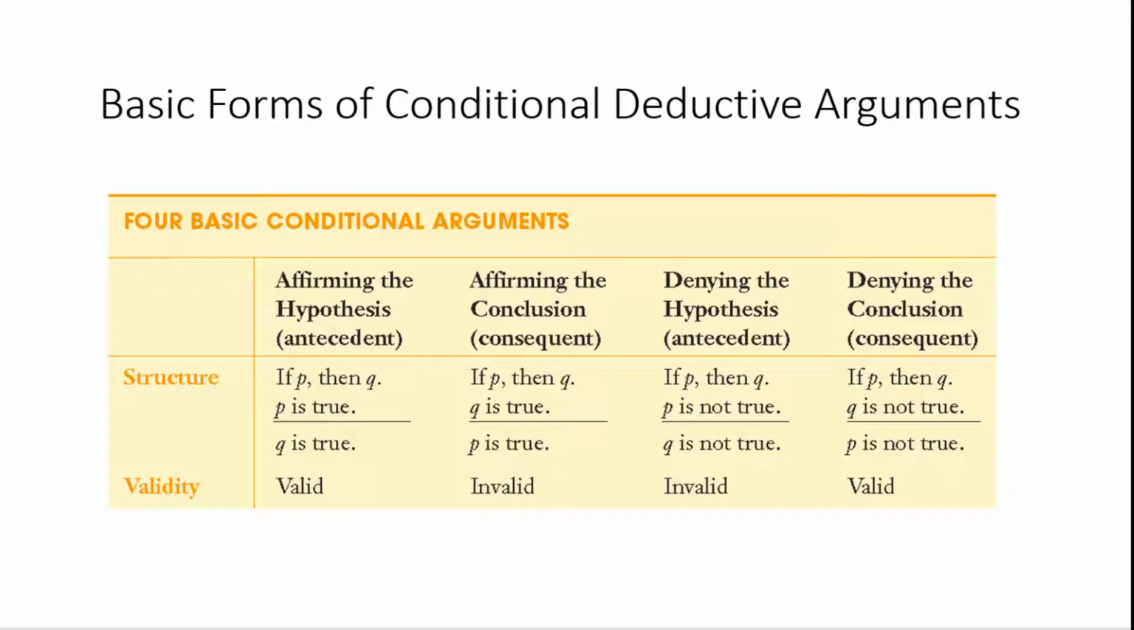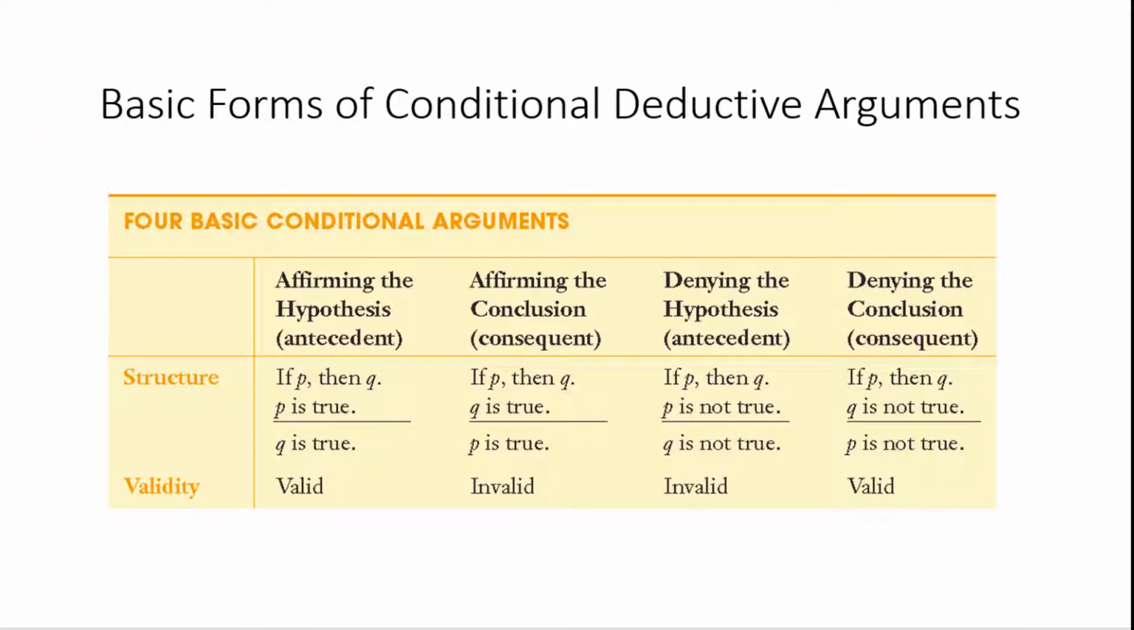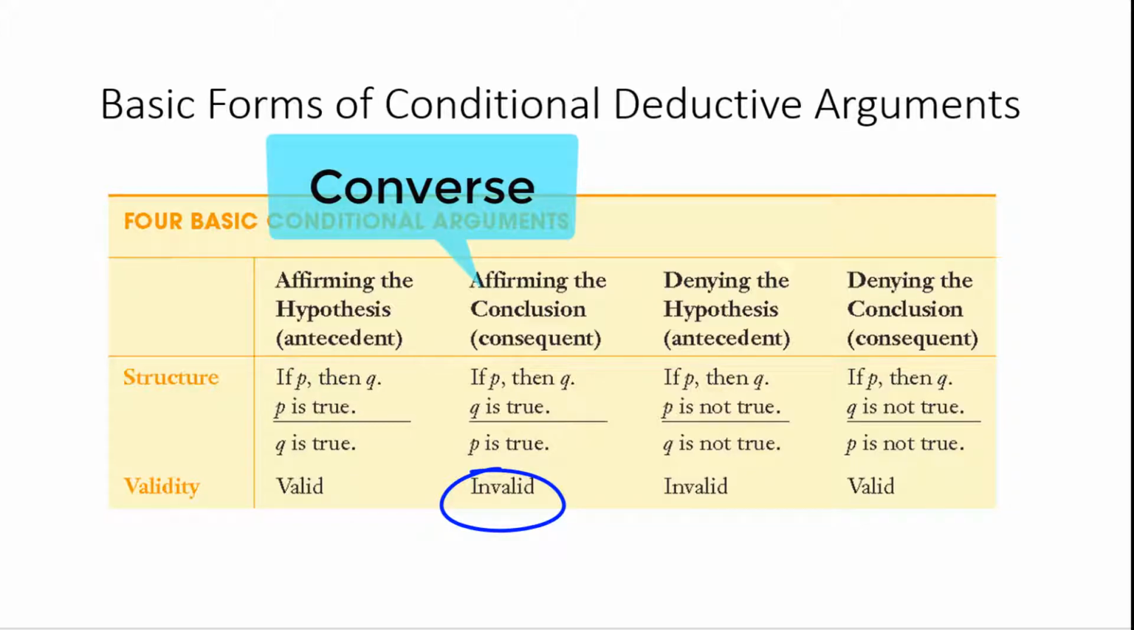Basic forms of conditional deductive arguments. We have 4 basic conditional arguments. Affirming the hypothesis is our implication. That is, if P then Q, P is true, then Q. This is a valid argument. This is our conditional implication. Affirming the conclusion or consequent says if P then Q, Q is true, then P is true. This is an invalid argument, and this is also the converse. We're saying P implies Q. The converse is Q implies P. It is not a valid argument.